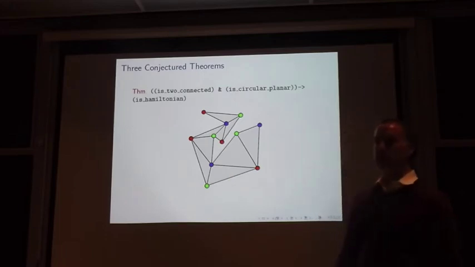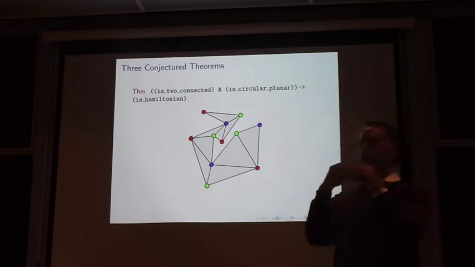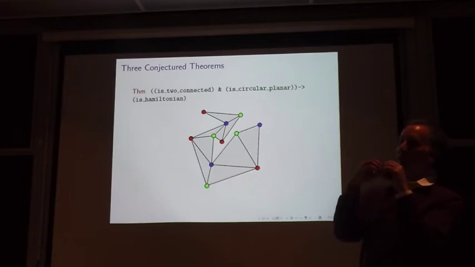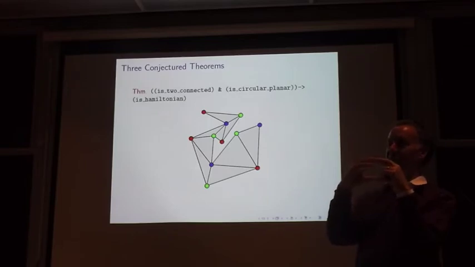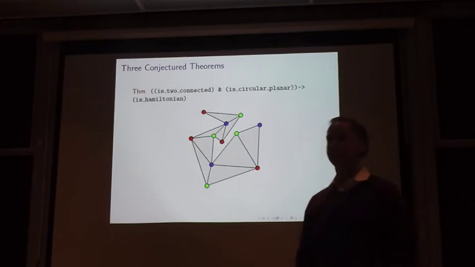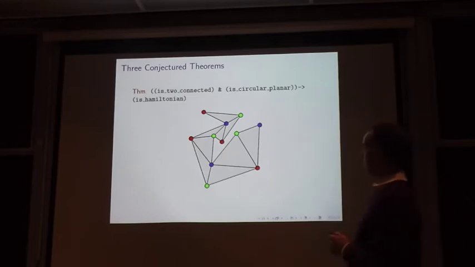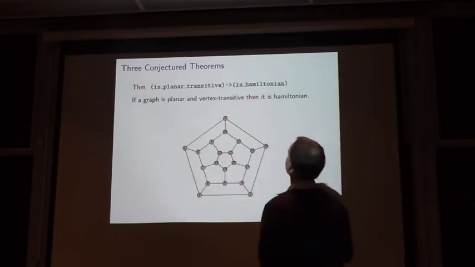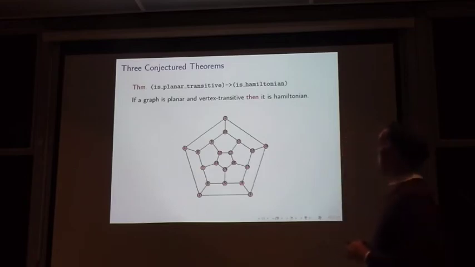What's the 2 connected condition for? Then you go, oh, an outer planar graph can have a cut vertex. So then you don't have a Hamiltonian cycle. The 2 connected forces there not to be any cut vertices. So while the theorem is trivial, it was amusing. Here's a more interesting one.